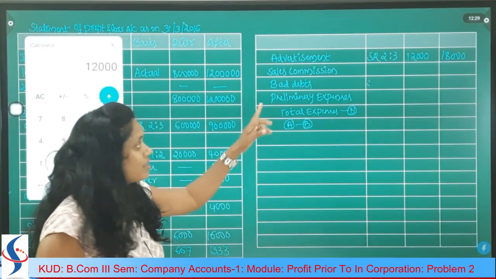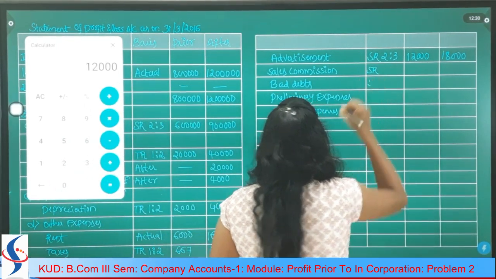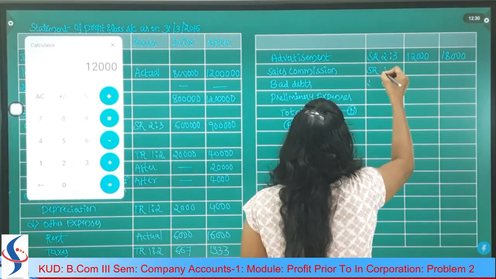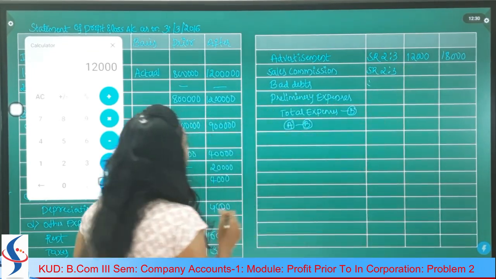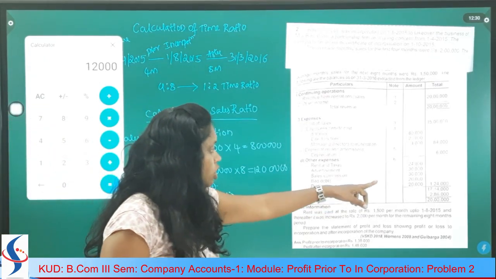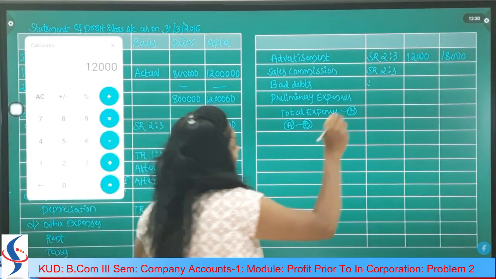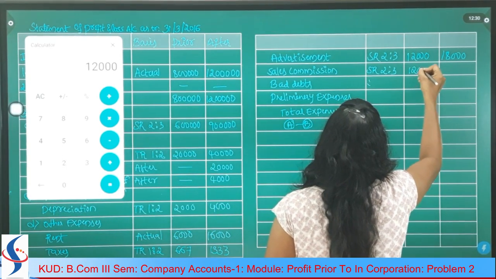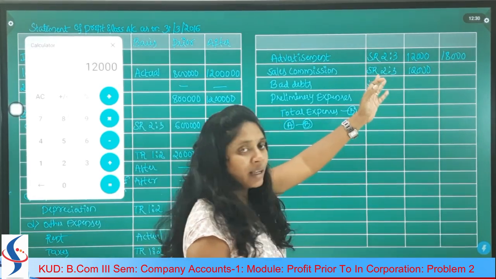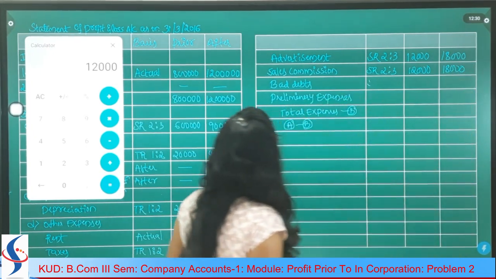What is the next one? Sales commission. Again, sales commission is not a fixed expense. The more you give commission, the more your sales will increase. It means direct connection. Sales commission we should divide using 2:3 ratio only. What is the amount of sales commission? That is also 30,000. It means that also we should divide using 2:3. Even advertisement we had 30,000 and we used 2:3 ratio. We got 12 and 18. So this is also same 2:3, 12,000, 18,000.